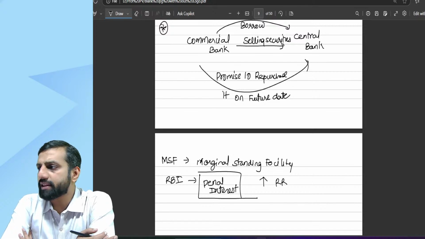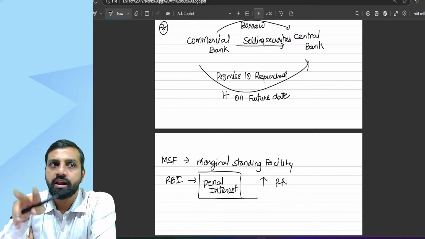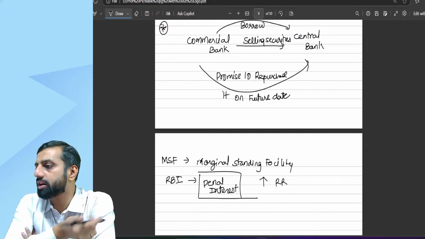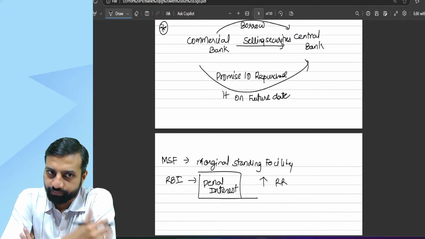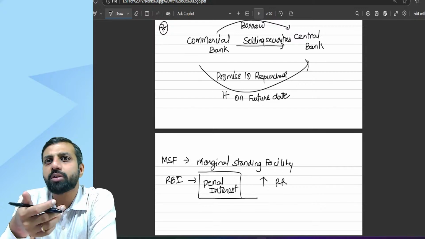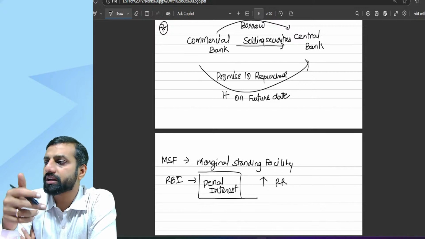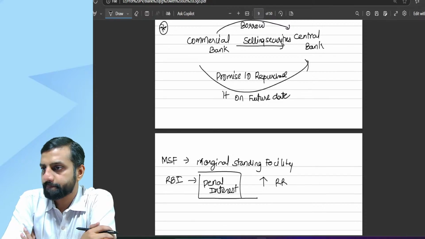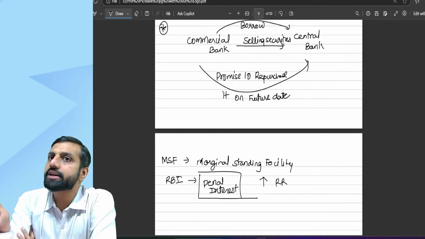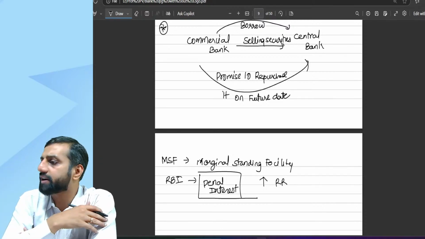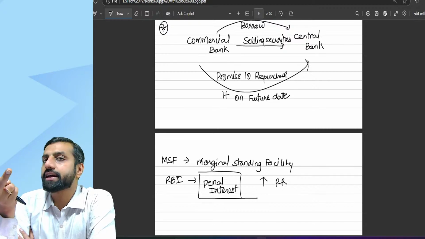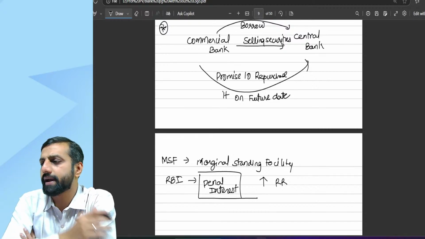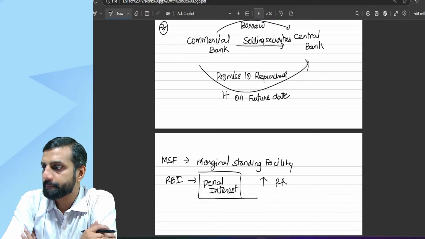So money supply in the economy has two sources. One is the central bank and one is the commercial bank. The central bank gives high powered money and the banking system creates credit creation. Because of the credit creation process, the money supply will get affected. So the first source of money supply is the central bank and the second source is the commercial bank, the banking system of the economy.